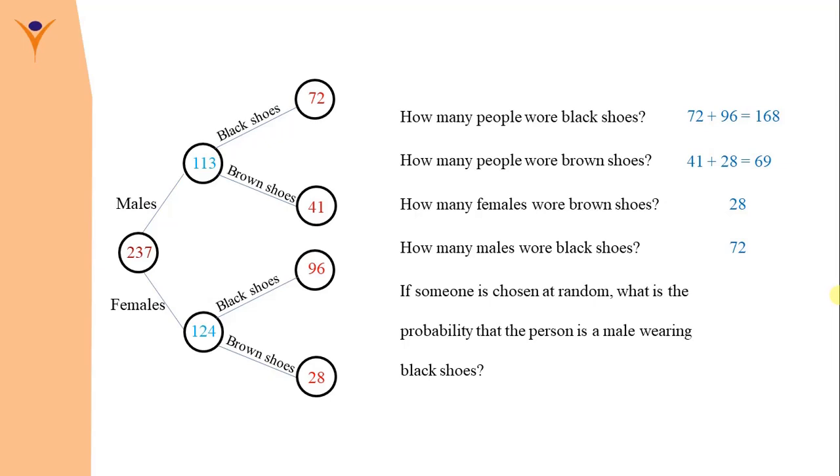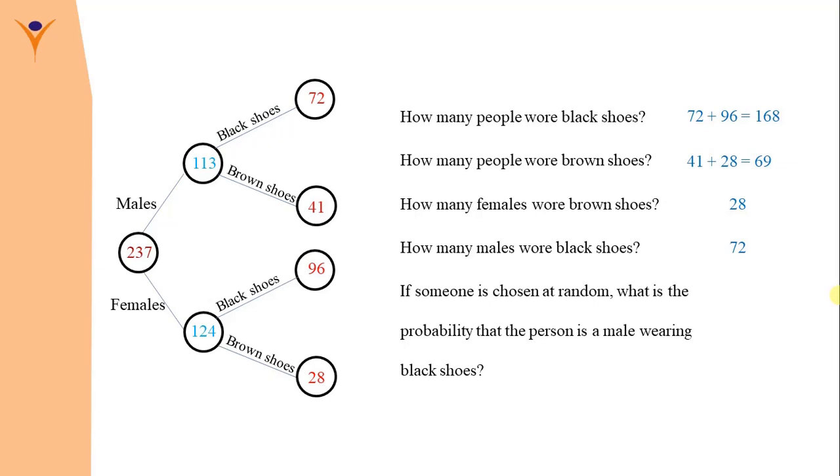All right, welcome back. So, were you able to do this? Okay, let's look at it together. It says, if someone is chosen at random, what is the probability that the person is a male wearing black shoes? So all we need to do is go to the frequency tree and check for males. The number of males who are putting on black shoes is 72. But then, what is the total number of persons? Now remember, it says if someone is chosen at random. It did not say if a male is chosen at random. It says if someone.